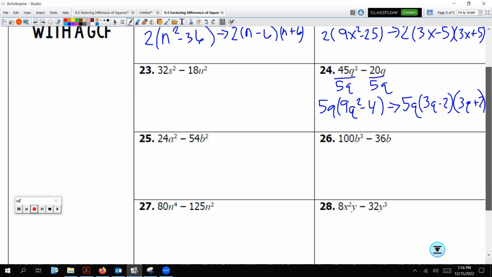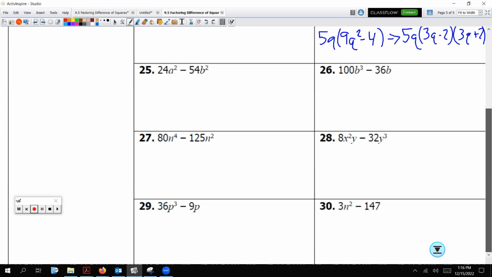Okay, let's try to see here if we can find another one that's a little crazy. Let's look at number 27. Oh, hold on a second, please, I'm sorry. All right, let's look at number 27. We have 80n to the fourth, 125n to the second. Well, let's see, what is going to be the GCF with that?